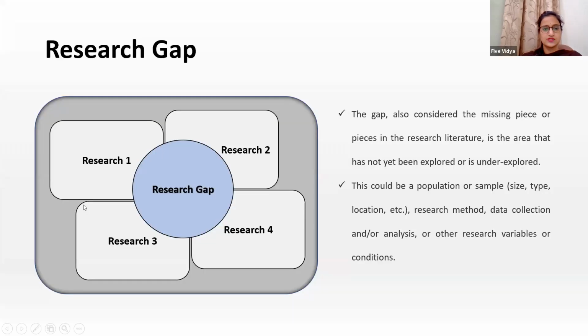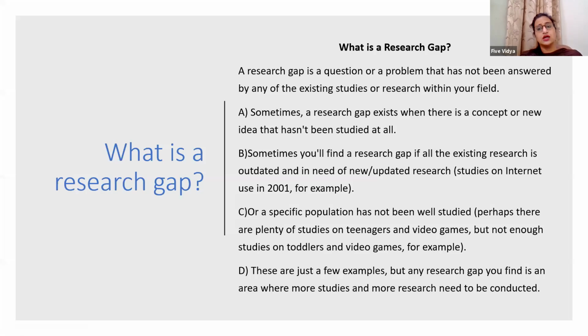You can have a look at this diagram. There are certain studies done on a particular topic, but there is still something which is not being covered or which is missing in all the research, and that becomes your research gap. Sometimes a research gap exists when there is a new concept, or there has been an outdated concept and you can introduce some new concepts in that. Or there is some outdated information and you can update it using new methods.